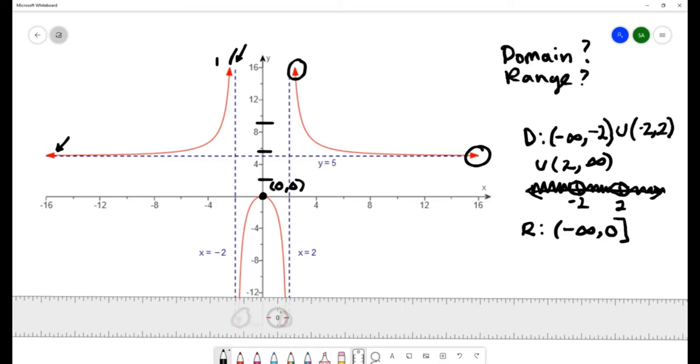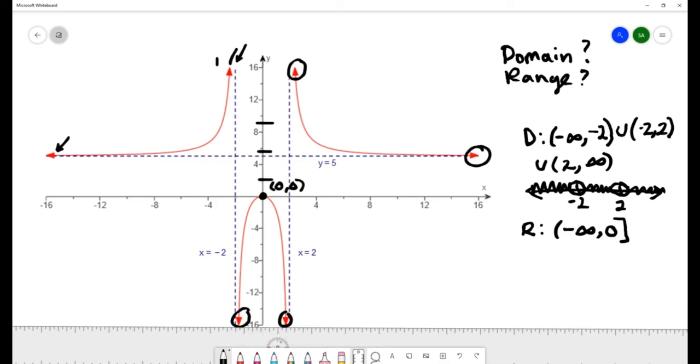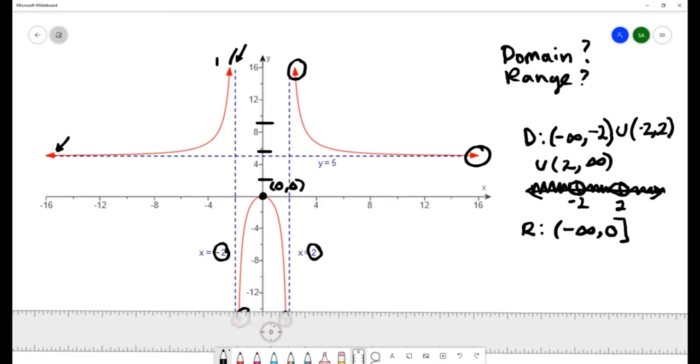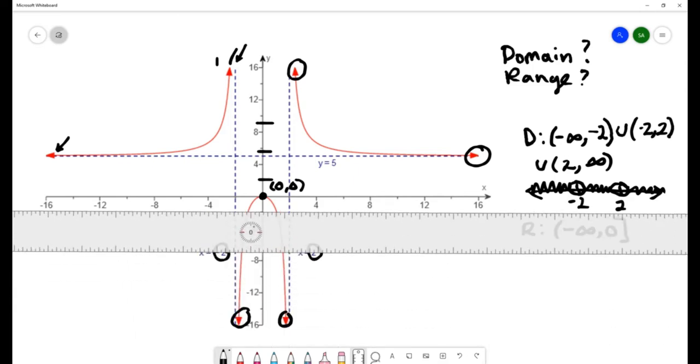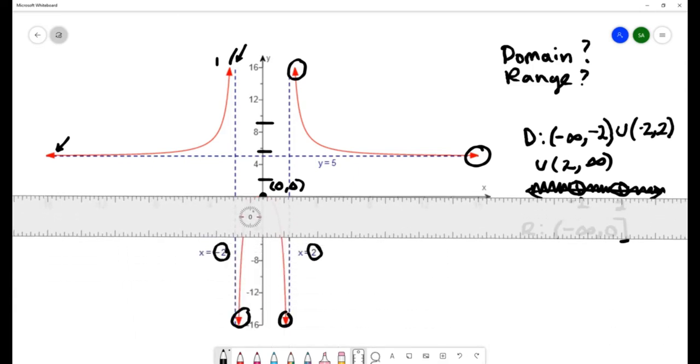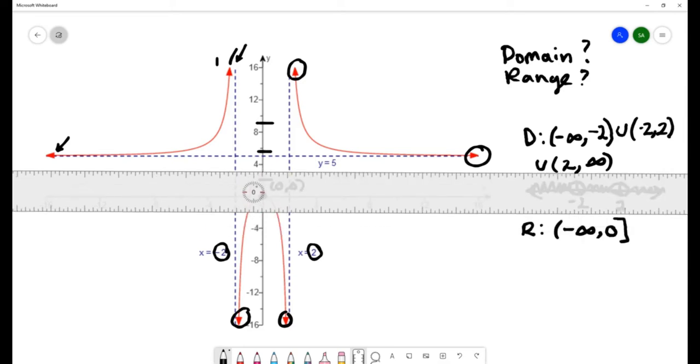Whereas when we wrote -2 and +2, -2 and +2 were the numbers that were not included in the domain, so we don't want to put brackets on those numbers. So we stopped our range at 0, but I can see pieces of the graph above my ruler, so I know I'm going to have to start my range again. So let's keep moving up to see when we should start that range again.